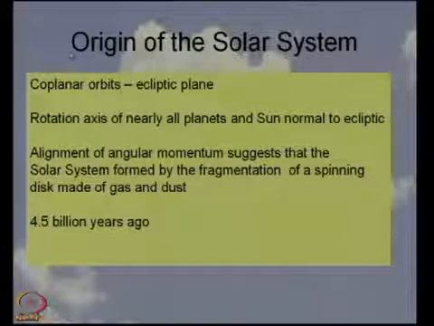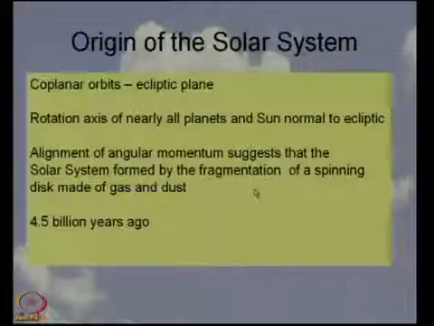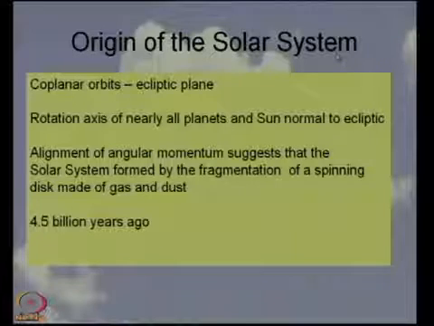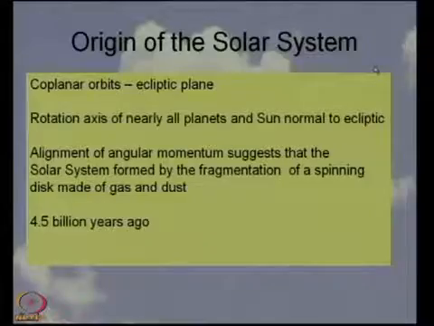Now, let us look at the origin of the solar system. So, this is with respect to the orbital plane. Where we see that there are these planets in the solar system, let us just briefly address the question, how did the solar system originate?